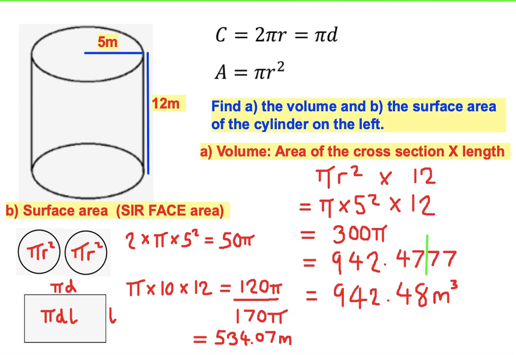534.07 meters squared. Okay, the 7 has a 0 after it, so it would be 0.070 if you wrote down the full calculated display, but I'm going to round that to 2 decimal places, so it's 0.07. So 534.07 meters squared because it's surface area, it's area, so we use square units.